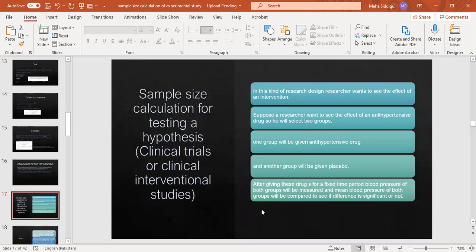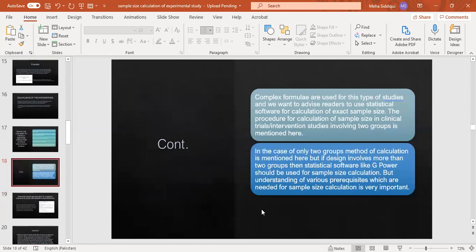Now, sample size calculation for testing a hypothesis, clinical trials or clinical interventional studies. In this kind of research design, a researcher wants to see the effect of an intervention. Suppose a researcher wants to see the effect of an antihypertensive drug, so he will select two groups. One group will be given the antihypertensive drug and another will be given placebo. After giving these drugs for a fixed time period, blood pressure of both groups will be measured, and mean blood pressure of both groups will be compared to see if the difference is significant or not.